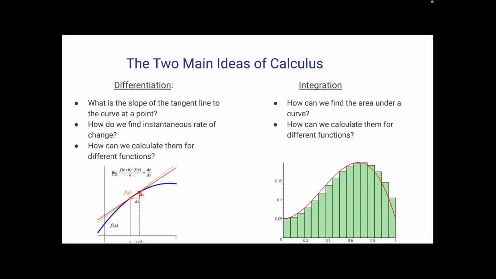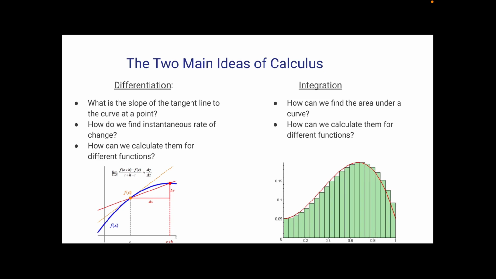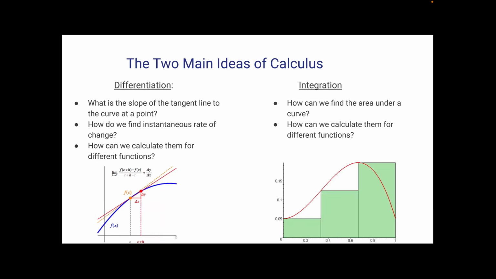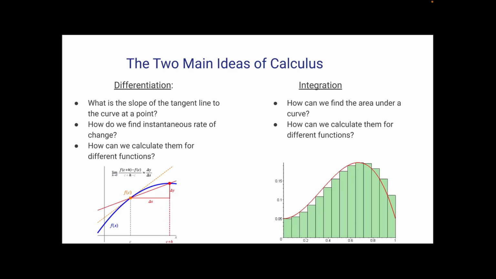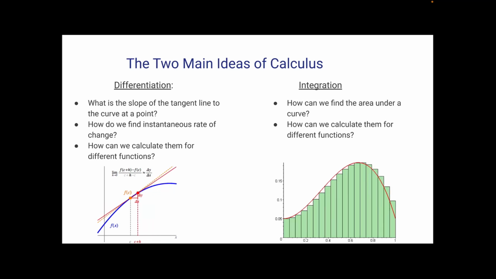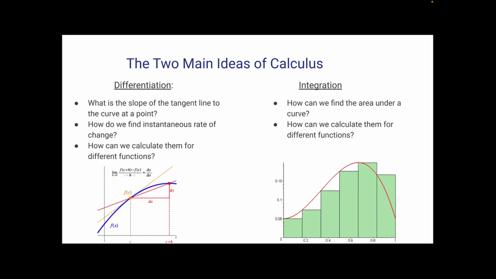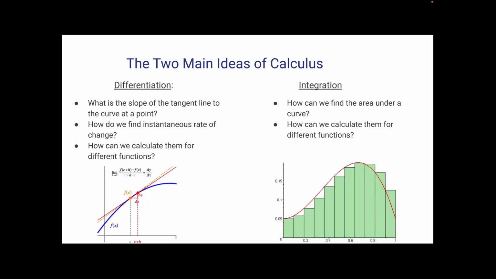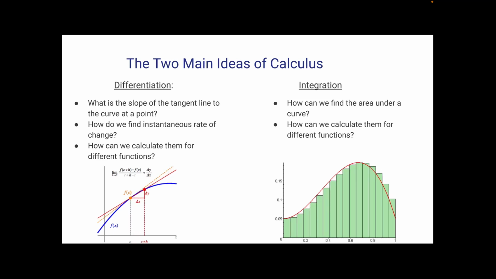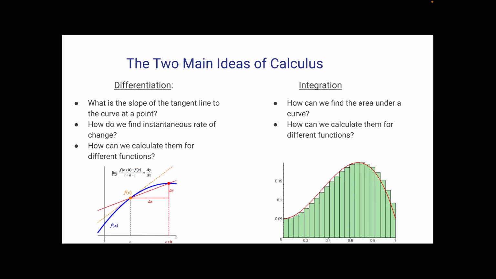So I want to start by giving you a preview of the two main ideas of calculus, differentiation and integration. Differentiation allows you to find the slope of a tangent line for a curve at any point. As shown in the left picture, it is done by calculating the slope of the secant line of the 2 points on the curve, and then moving one point closer to the other one, causing the distance between them to approach zero through the limiting process.